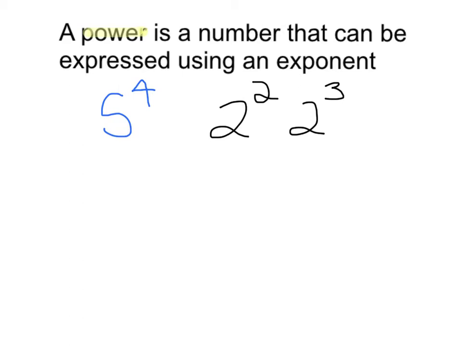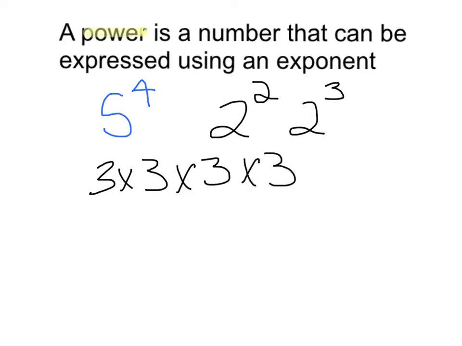Let's look at another sample. So let's say we have 3 times 3 times 3 times 3. All of our numbers are the same, so this is something we can make into an exponent. So our base is 3. Then we have 1, 2, 3, 4 3s. So our exponent, or our power, will be 4. So base 3, exponent 4, 3 to the 4th power.